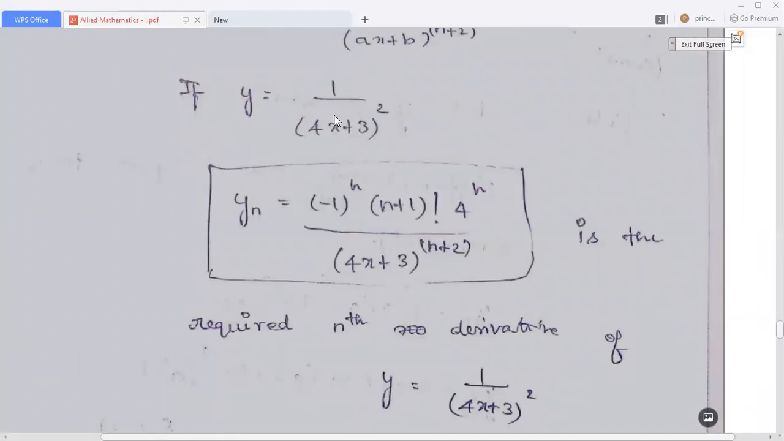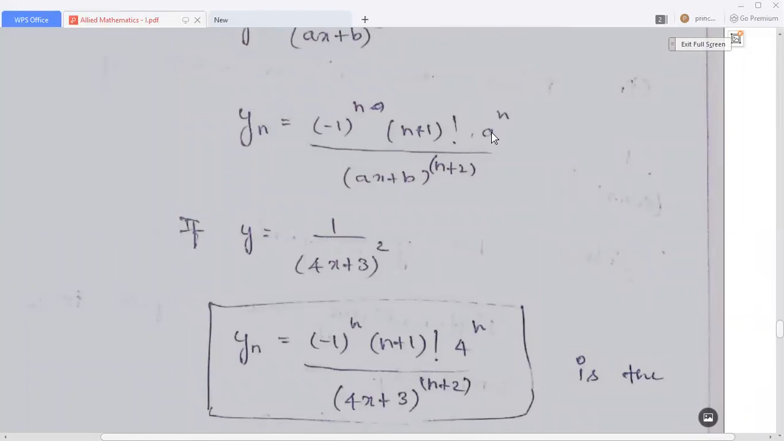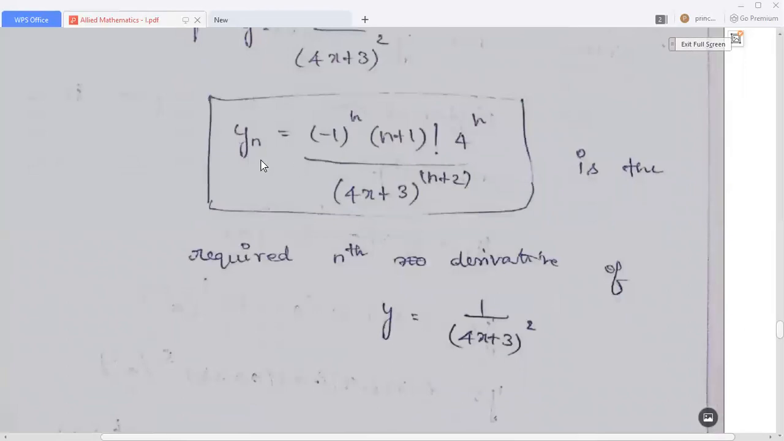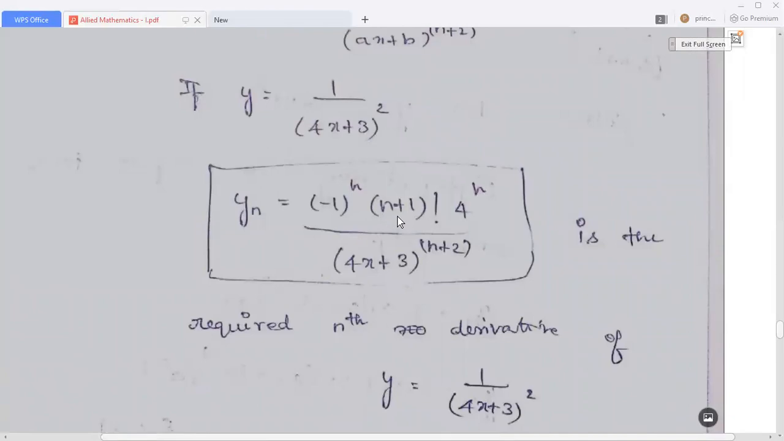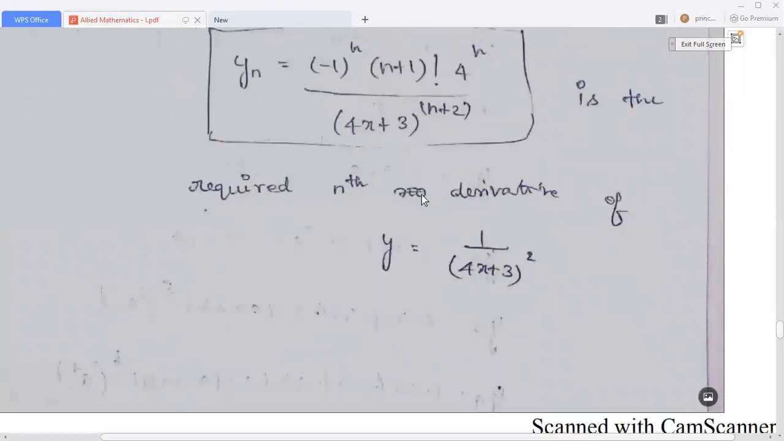Using this formula, we can do this simple problem. If y equal to 1 by (4x plus 3) whole square, then the nth derivative is, instead of a we have 4, instead of b we have 3. So directly we use this formula. In the place of a we write 4, in the place of b we write 3. Therefore the nth derivative is yn is equal to -1 power n into (n plus 1) factorial into 4 power n, whole divided by (4x plus 3) power (n plus 2), which is the required nth derivative of 1 by (4x plus 3) the whole square.